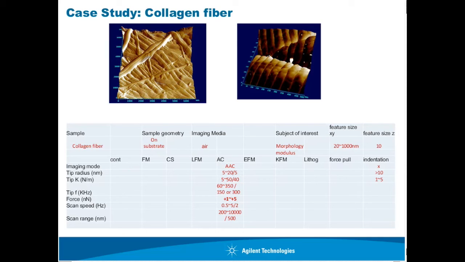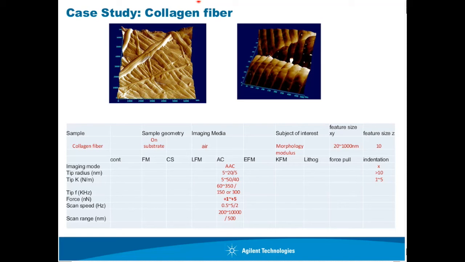You can also do indentation to measure the stiffness of the sample, using a 1 to 5 Newton per meter tip. When you do indentation, a sharp tip does not make sense. A relatively blunt tip is good.